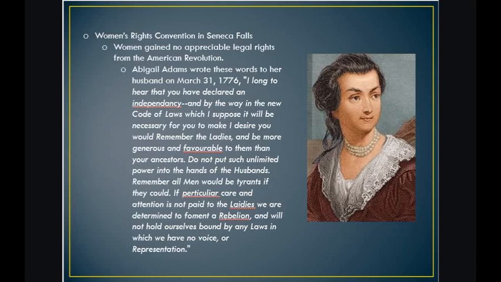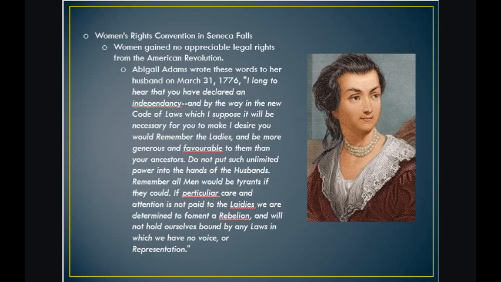Do not put such unlimited power in the hands of the husbands. Remember, all men would be tyrants if they could. If particular care and attention is not paid to the ladies, we are determined to foment a rebellion, and will not hold ourselves bound by any laws in which we have no voice or representation."